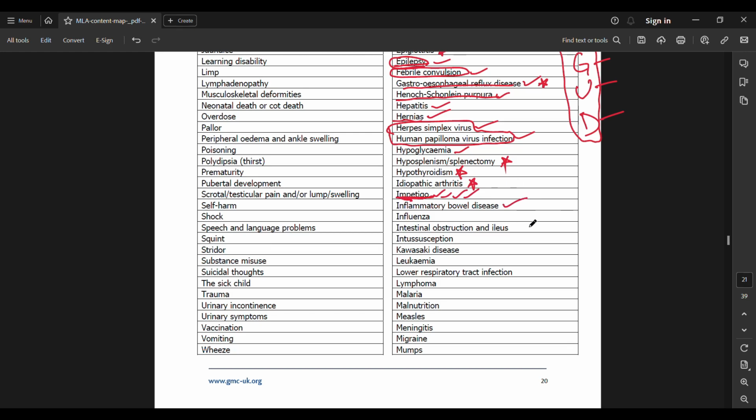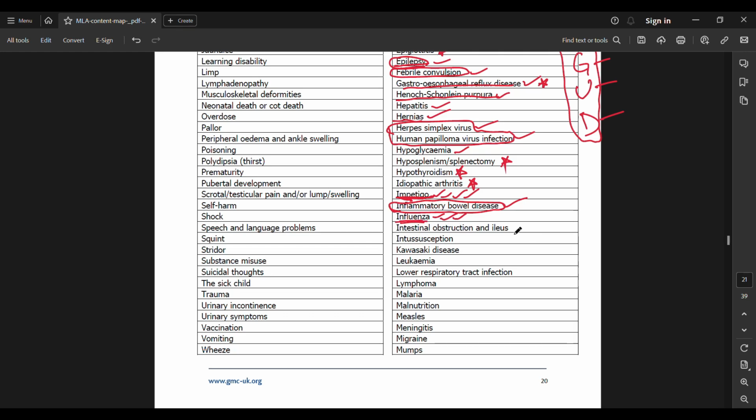Inflammatory bowel disease, Crohn's, ulcerative colitis. That is important, of course. Make sure you know how to diagnose these, how to manage these. Malnutrition, malabsorption, important in the case of children. Influenza, flu shots, right? Learn about that. This has shown up in the past, I would say.